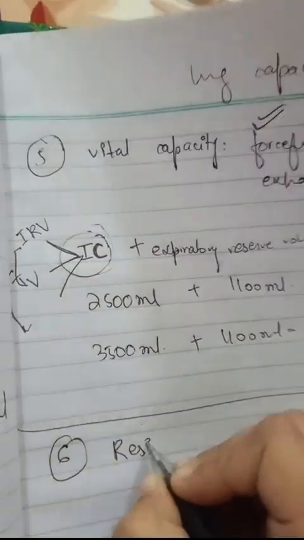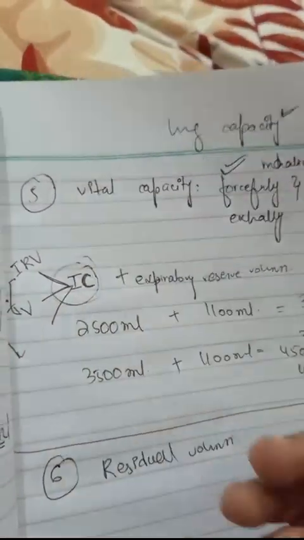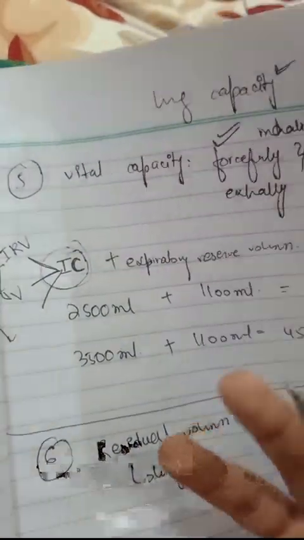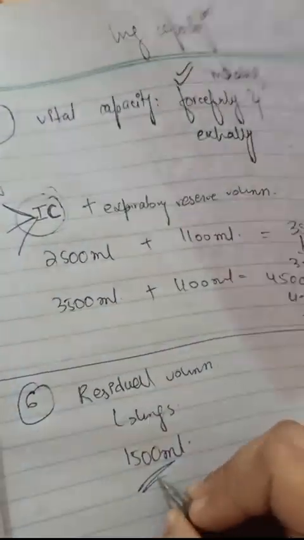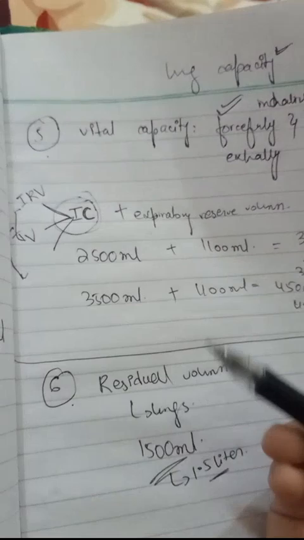Now the sixth one is residual volume, which means after forceful exhalation, how much air remains in the lungs. This remaining air prevents the collapse of the respiratory tract, especially the trachea. That is 1500 ml, which means 1.5 liter. So this was about the fifth and sixth terms.